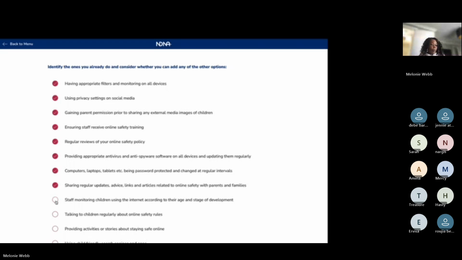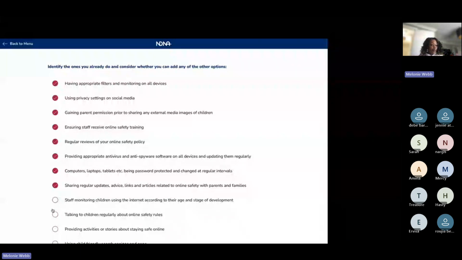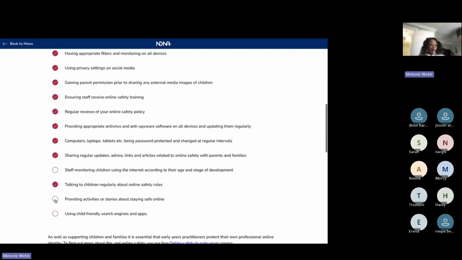We don't do that because we don't have access to it, but we have in place, for all of our tablets and laptops, monitoring by an IT agency who will put up blocks on things if they're deemed inappropriate. So talking regularly to children, providing activities and stories about staying safe online, we do, and using child-friendly search engines. The Google in the preschool room is a child-friendly search engine, so it won't show you any content for anyone over the age of 12.